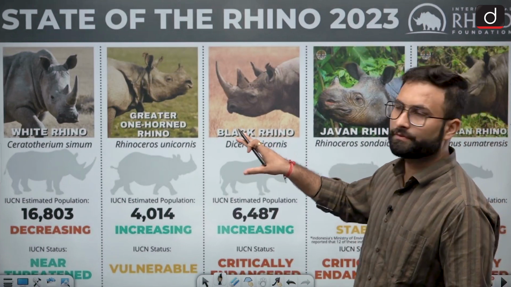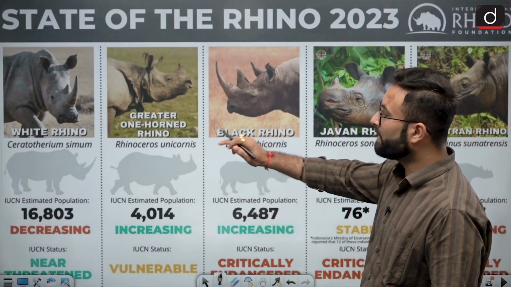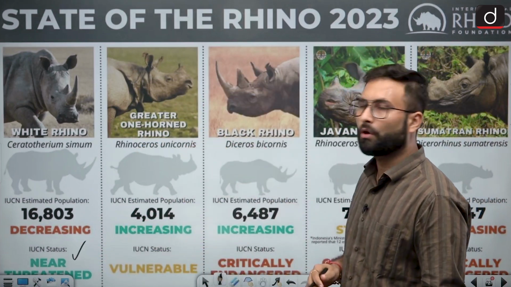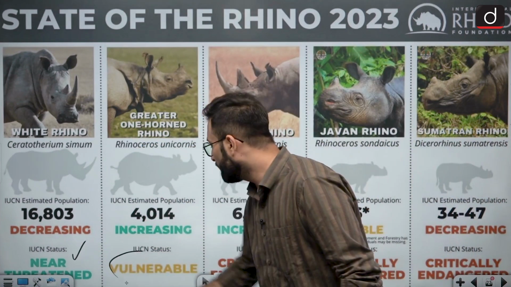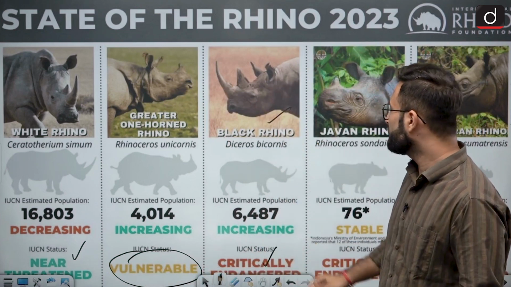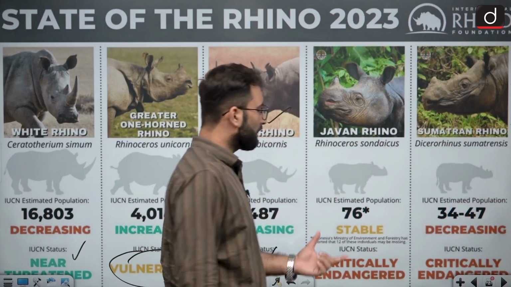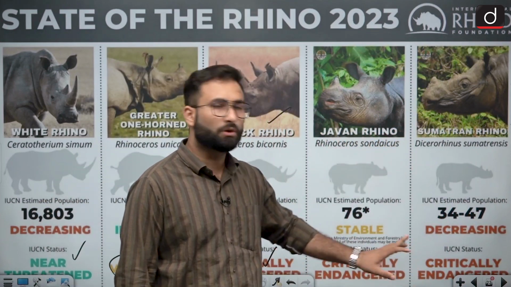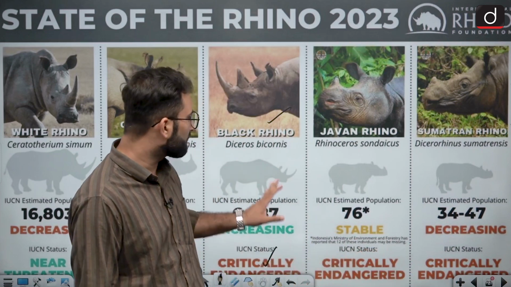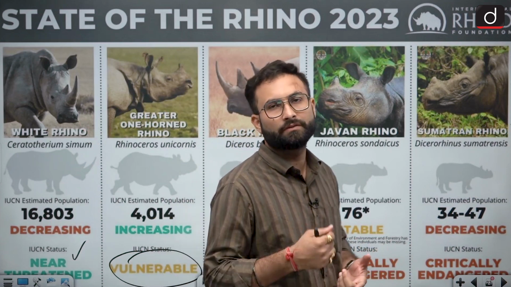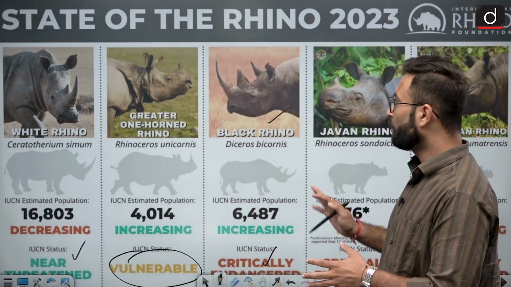There are different rhinos. We have seen that there are 5 species. The white rhino is near threatened. The greater one-horned or Indian rhinos are vulnerable. The black rhinos are critically endangered. The Javan rhinos are also critically endangered, and the Sumatran rhinos are also critically endangered. So there are 3 species which are critically endangered, one is near threatened and one is vulnerable. I hope that is clear.